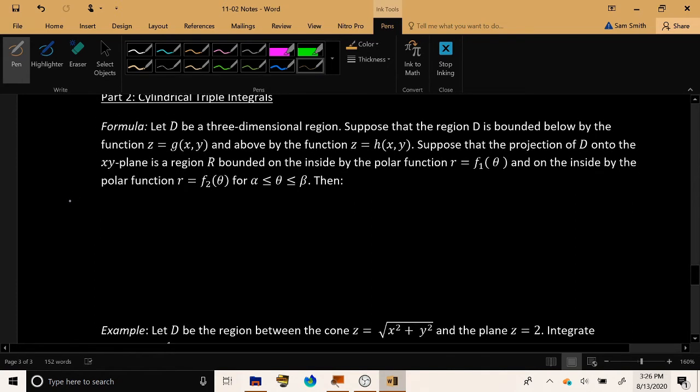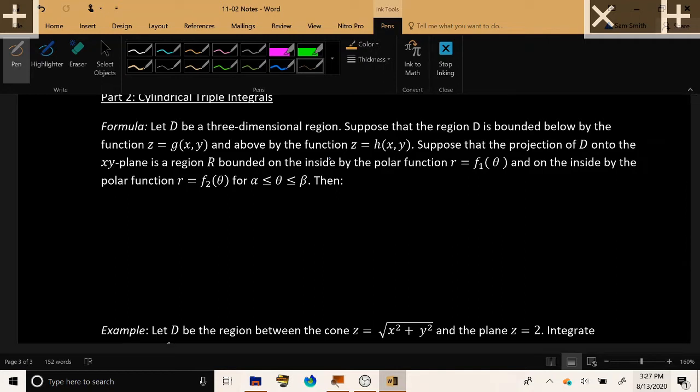Let D be a 3-dimensional region, and suppose that the region D is bounded below by the surface z equals g of x, y, and above by the surface z equals h of x, y. And suppose that the projection of D, when you look at the shadow on the xy plane, can be described in polar coordinates. On the outside, r is a function of theta. On the inside, r is a function of theta. And theta goes between these two angles, alpha and beta.